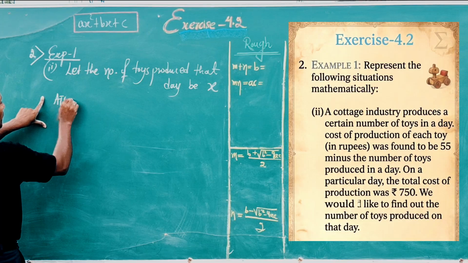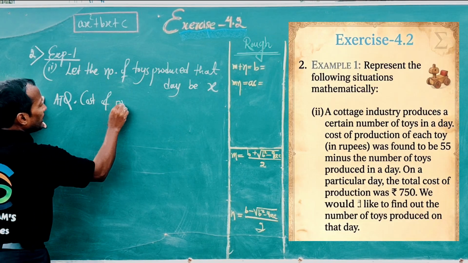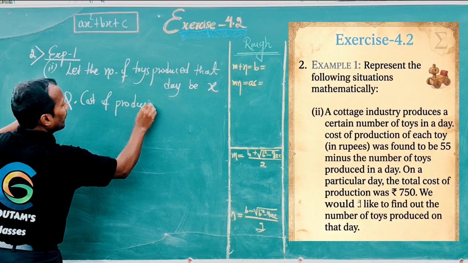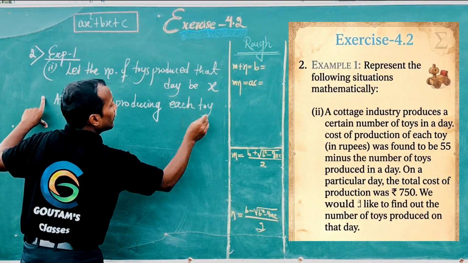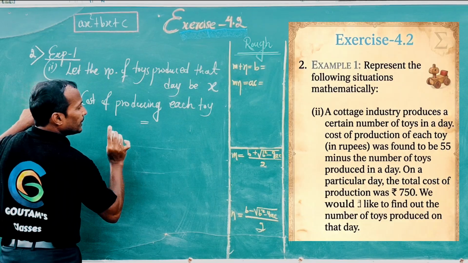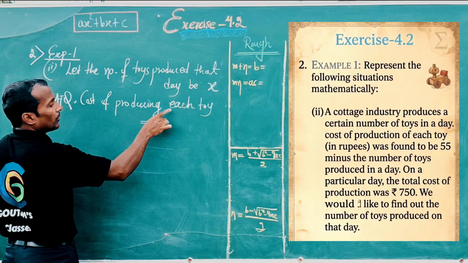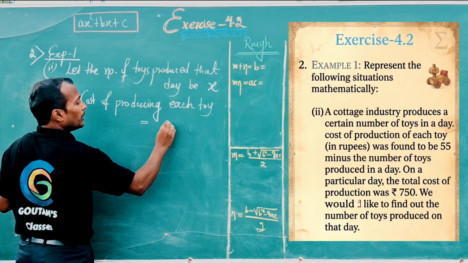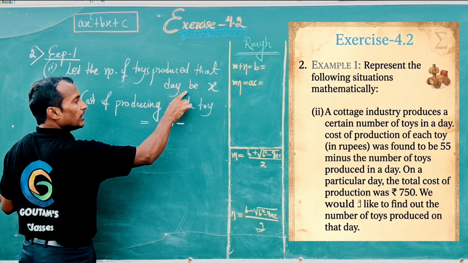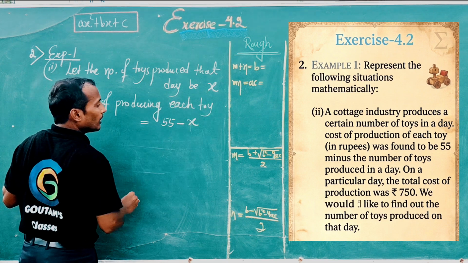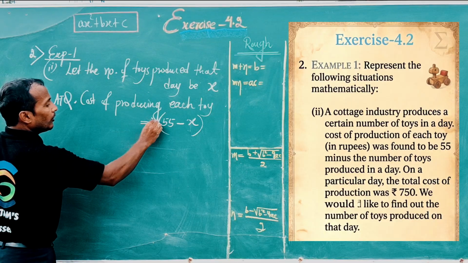According to the question, cost of producing each toy is how much? 55 minus the total number of articles produced on that day. So cost of production of each toy will be 55 minus the total number of toys produced on that day, which is X, means 55 minus X. This is the cost of producing each toy in rupees.